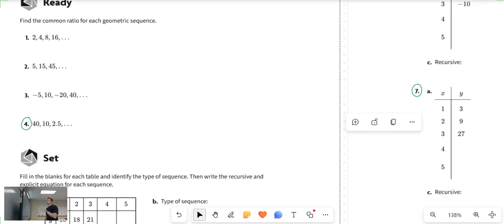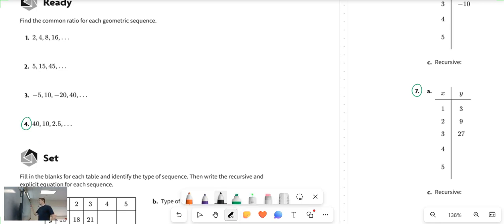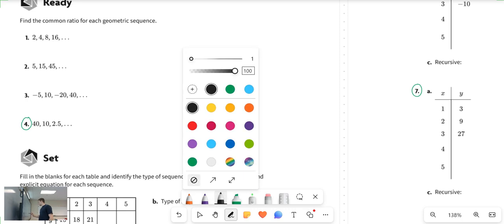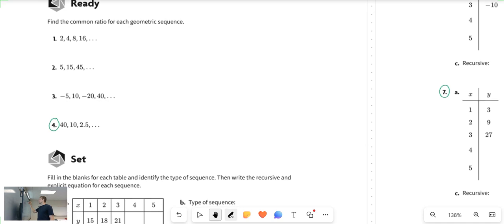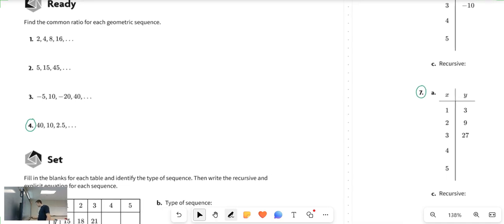All right, so from the ready portion, find the common ratio for each geometric sequence. Right off the bat, it's already telling us that this is a geometric sequence, and we're looking for a common ratio. So we're doing multiplication or division. That's what we're talking about.